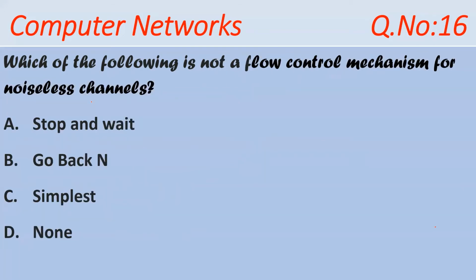Which of the following is not a flow control mechanism for noiseless channels? There are two kinds of channels, noiseless and noisy channels. So not a flow control mechanism for noiseless channels, this is Go-Back-N. Go-Back-N is a flow control technique that is used in noisy channels. So it is not a flow control mechanism for noiseless channels. So the option is B.